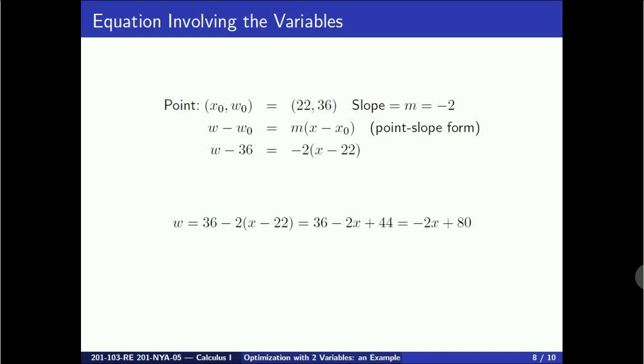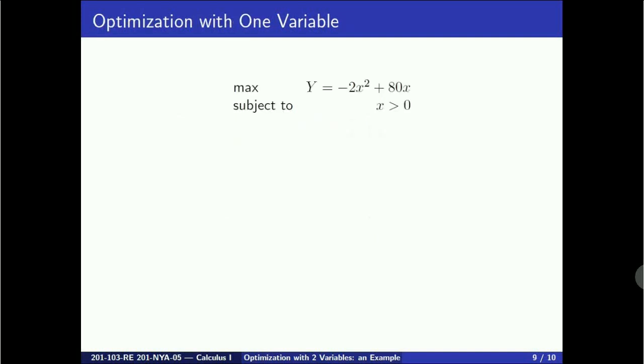Now we want to maximize y, which is the total yield, and that's the number of trees times the number of bushels per tree. That is x times w. Replacing w by minus 2x plus 80 gives y is equal to x times (minus 2x plus 80), which is minus 2x squared plus 80x. Therefore, the problem is asking us to maximize y, which is minus 2x squared plus 80x, subject to x greater than 0. Now this last constraint reminds us that the number of trees per acre is a positive quantity.